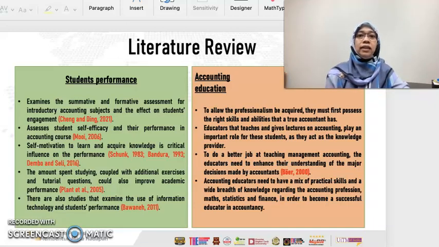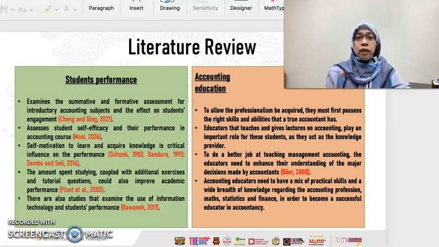Next, we move on to the literature review. There are various studies that examine students' performance. For example, there are studies that look into summative and formative assessment with regard to performance. There are also studies that look into self-efficacy and self-motivation and how they influence performance. There are other studies that look into the use of IT and its result towards academic performance. With regard to the broader picture of accounting education, it is to allow professionalism to be acquired.